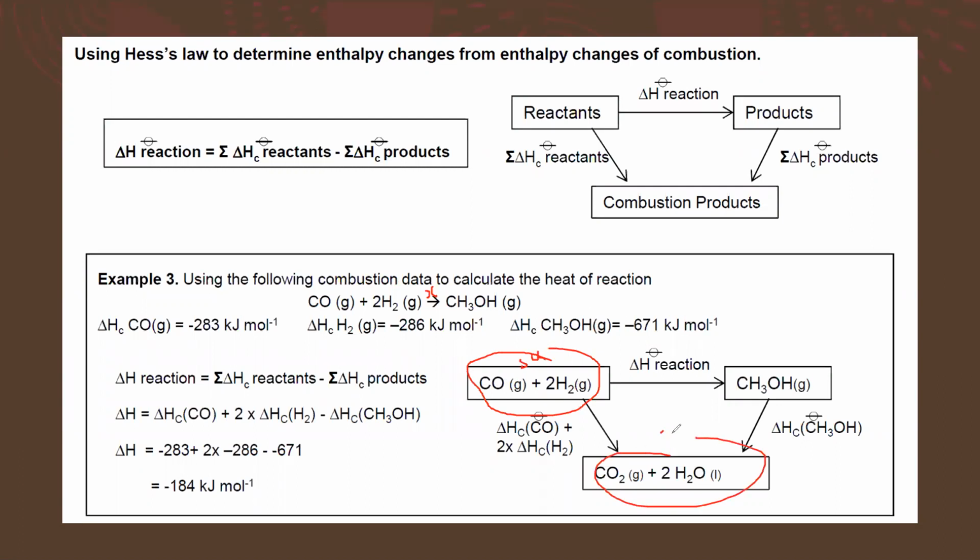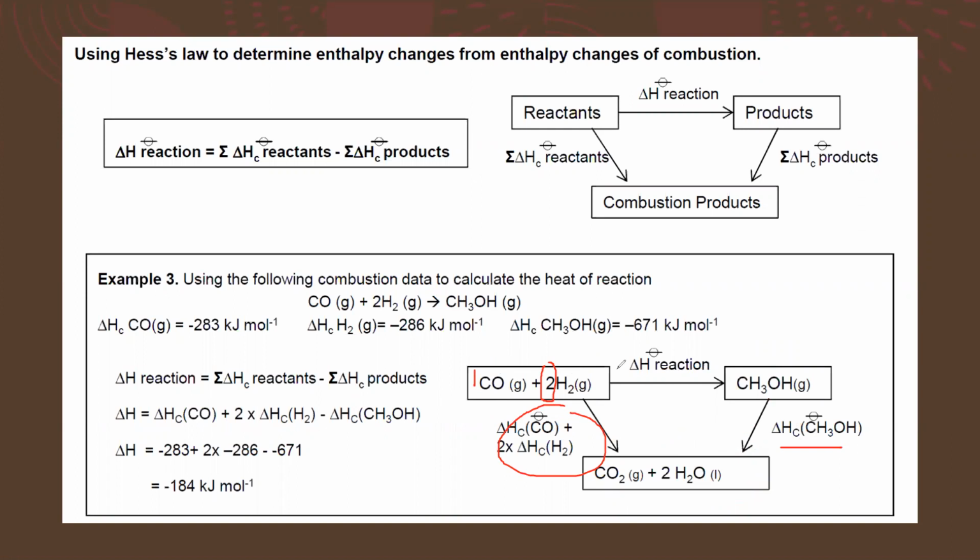So as you can see, this will be the start of the cycle and the other one will be the end of the cycle. So the enthalpy of reaction plus the combustion of methanol is equal to the enthalpy of combustion of carbon monoxide plus twice the enthalpy of combustion of hydrogen. Why twice? Because you are burning 2 moles of hydrogen.